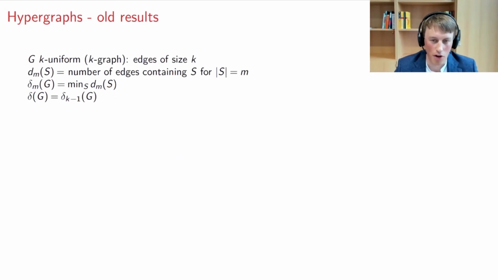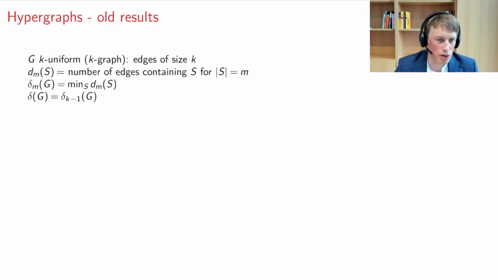If you now have a vertex set of size m, and think of m being smaller than k, then the degree of this vertex set is just the number of edges containing it. And of course, it's not very complicated to come up with the minimum m-degree: you just take the minimum over all sets of size m of their degree. Often I will just ignore the index if the index is k-1.